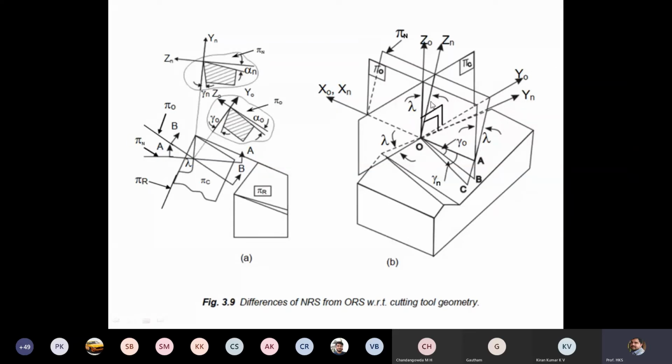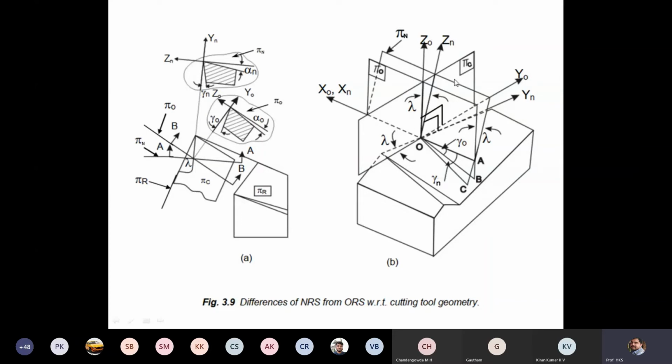Okay, so the angle between the normal plane and the major cutting edge, so we are considering the major cutting edge, this angle is 90 degrees. If you consider the angle between the major cutting edge and the orthogonal plane, it is not 90, it is not perpendicular, it will be more than 90 degrees. From the orthogonal plane to the reference plane it is 90, but between the orthogonal plane and the major cutting edge it is more than 90, that means 90 plus lambda.